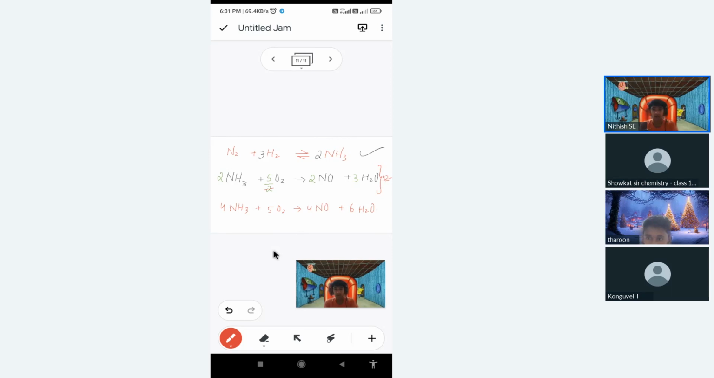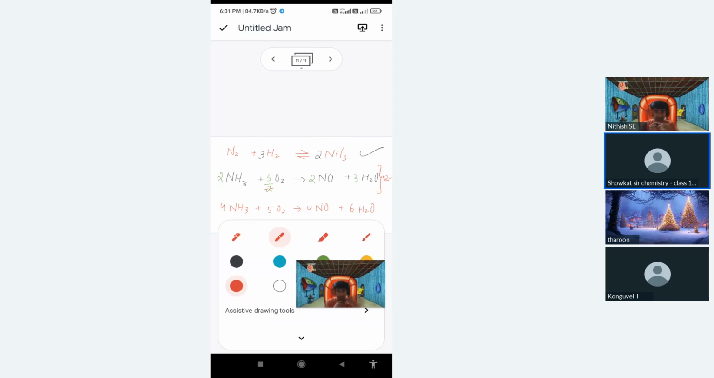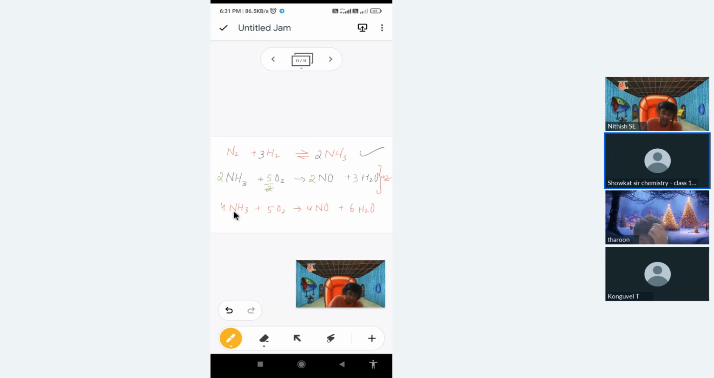No, that 2 and 2. I thought the 2 there and the O2. So that 2, no, it will get multiplied. We have to multiply this 2 to the whole equation. Okay. So is it now balanced? Can you check it again? Is it now balanced? Yes, sir, it is. You can check it out.